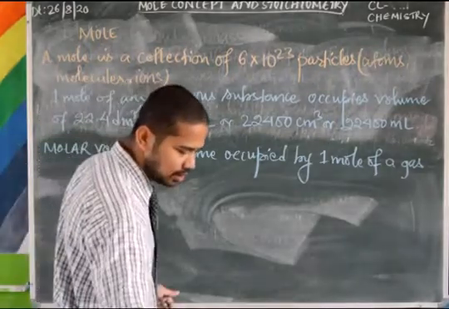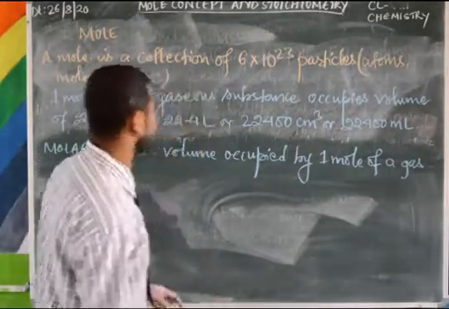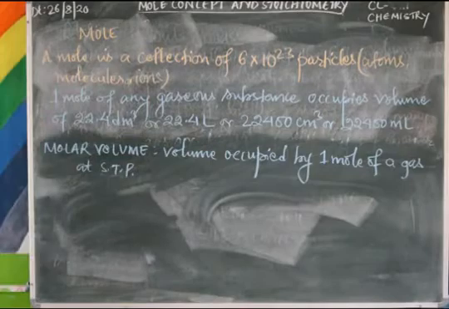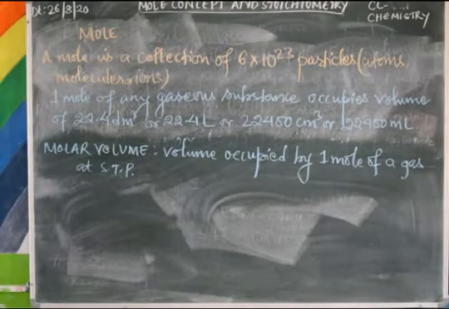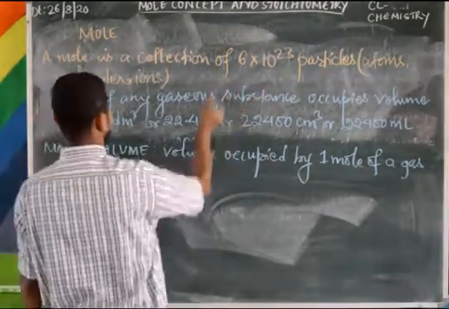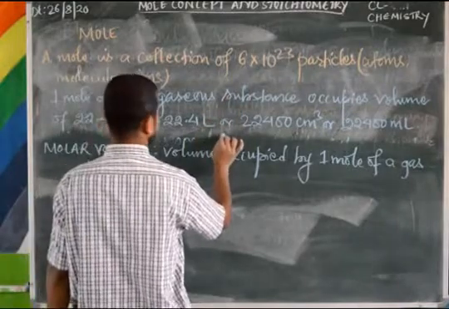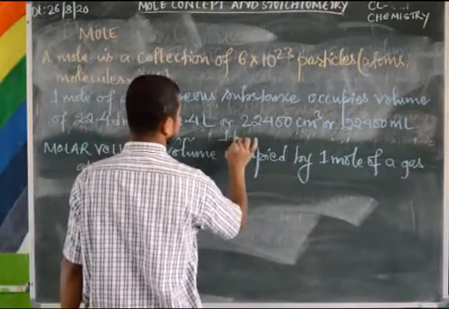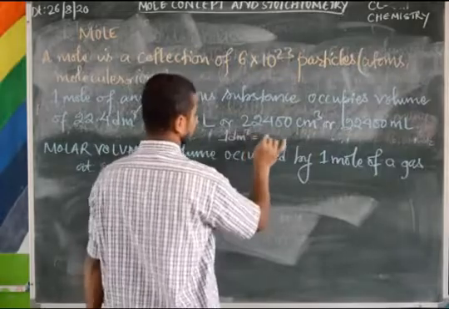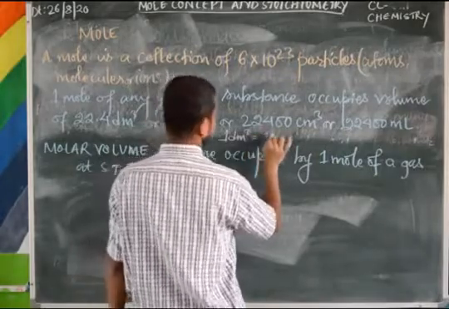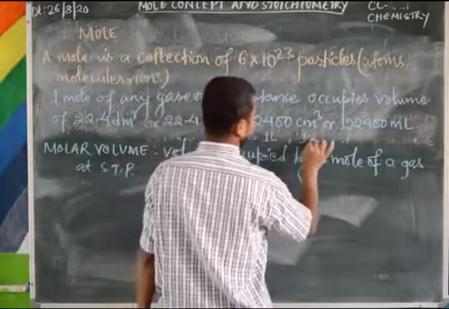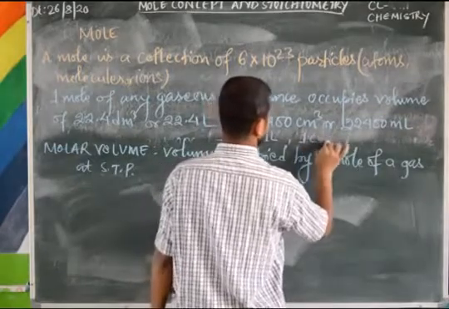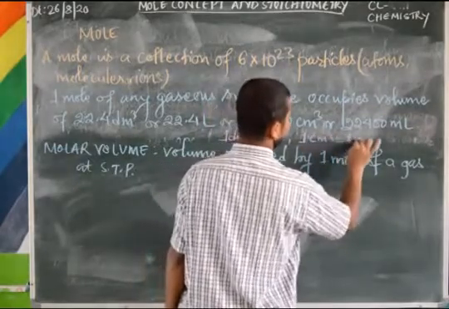22.4 liter or 22,400 centimeter cube or 22,400 ml. That means from here what we can understand? From here we can understand that 1 decimeter cube is equal to 1 liter, 1 centimeter cube is equal to 1 milliliter.